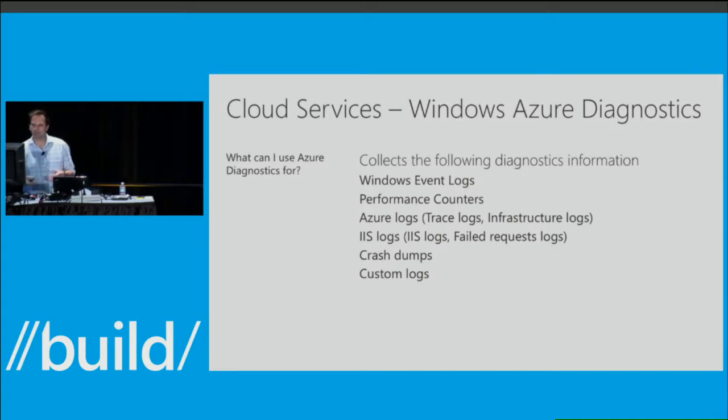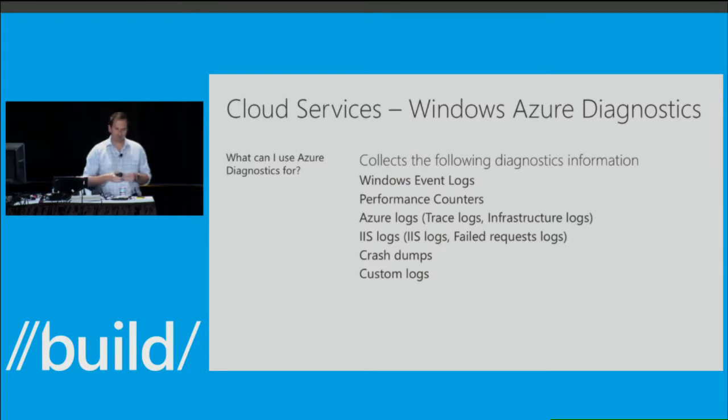Then obviously it collects IIS logs, the normal web server logs, and you can also set up failed request logs. If you wonder why we don't enable that by default in Visual Studio, the reason is that failed request logs are fairly expensive, and we want the user to set it up, because it has some performance impact. And then you can also use it for crash dumps and custom logs.